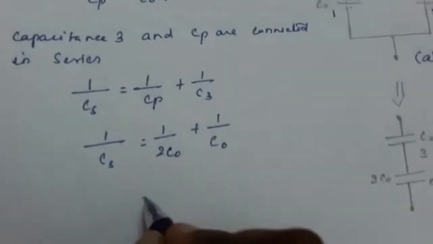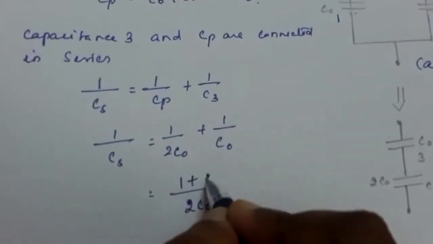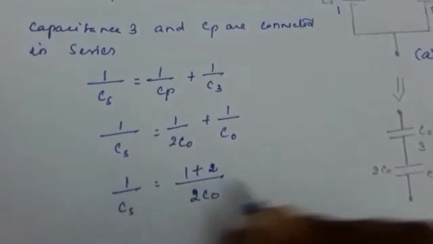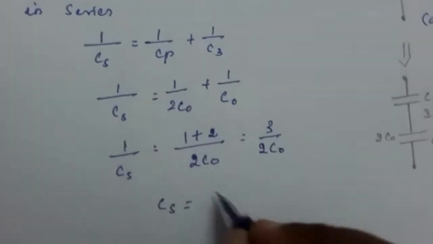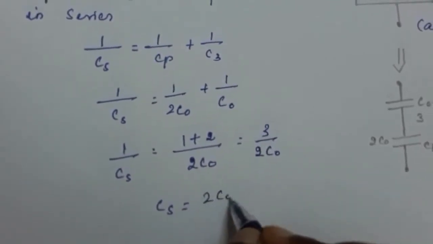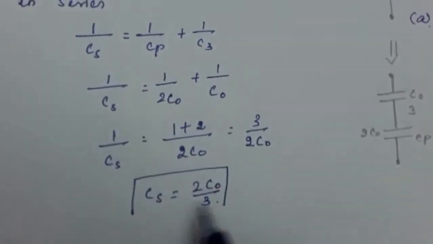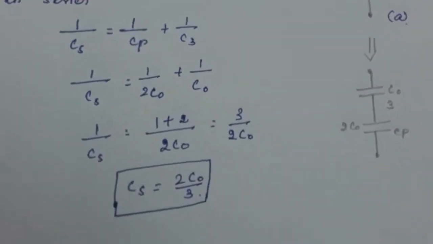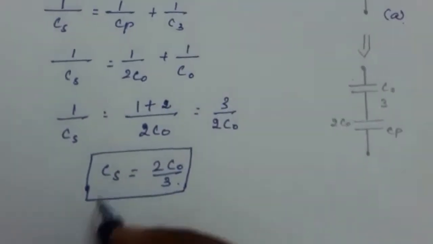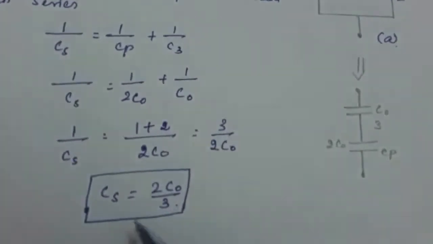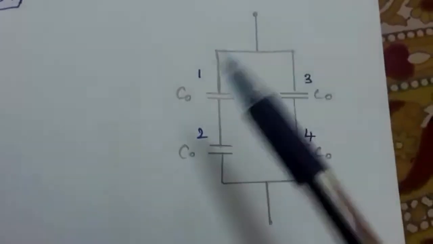Taking the LCM, we get 2C0. Here it is 1 plus 2. So, 1 by Cs is equal to 3 by 2C0. So, Cs is equal to 2C0 by 3. Now, this is your equivalent capacitance. So, we can write the resultant capacitance for the entire circuit is 2C0 by 3. Now, we will go for the second diagram.